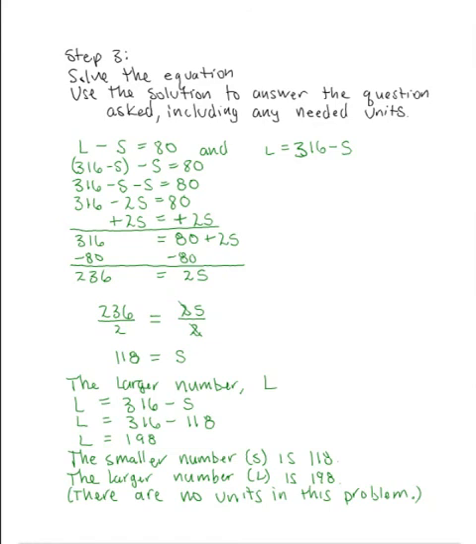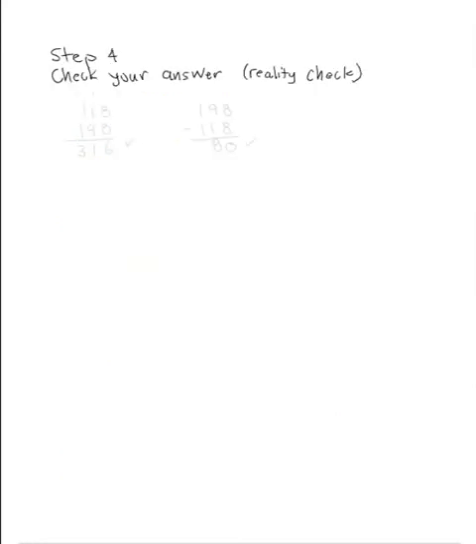So for example, two numbers, a larger number and a smaller number, add to 316. Well, we found the smaller number and the larger number, so let's make sure they add to 316. Our smaller number was 118. Our larger number was 198. When we add this, it should give us 316, otherwise we've made a mistake. Alright, here we go. 8 plus 8 is 16, so we write the 6 and carry the 1. 9 plus 1 is 10, plus the carried 1 is 11, so we write that 1 and carry a 1. 1 and 1 is 2, plus the carried 1 is 3. Look at that, we got 316.